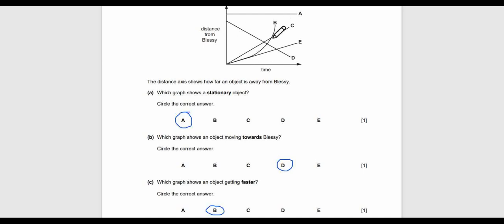So it means the speed is increasing for graph B. When the speed is increasing, it means it's getting faster. So we choose B because this is the graph that is curving up. The rest are just straight lines. B.